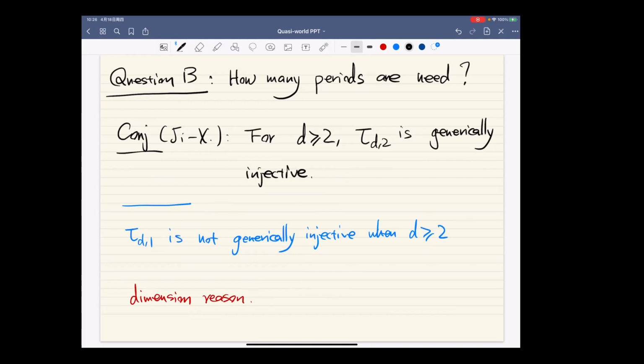Here, if d is at least 3, one can show that tau_d^1 is not generically injective. This is just by a dimension reason, and by the same reason, we guess that tau_d^2 should be generically injective.